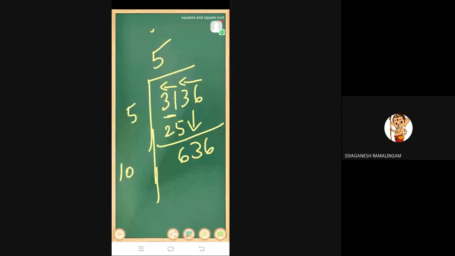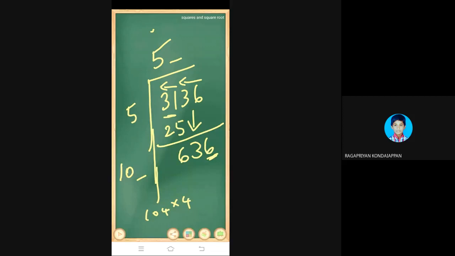So here we have got 6 in the ones place. What are all the possible ones place 6 in a square number? Ma'am, 4. 4 4s are 16. Then 6 6s are 36. If you write here 4 and here 4, will you get the answer? Check 104 into 4, will you get 636? No, ma'am. You won't get.